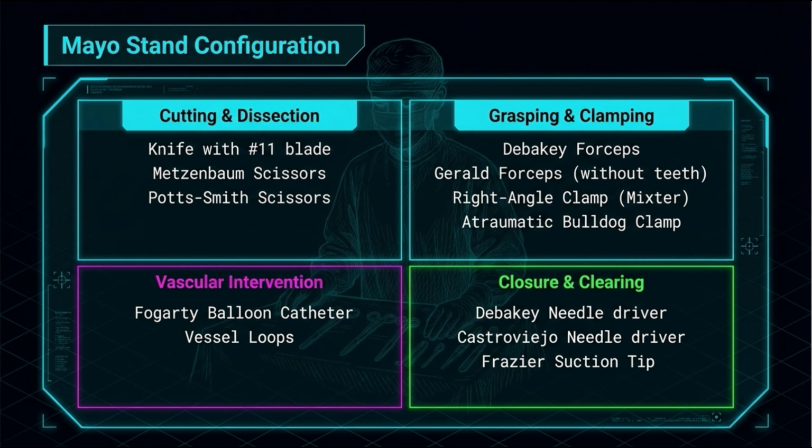Organization of the Mayo stand is essential for efficiency and safety. Instruments are grouped by function, including cutting, grasping, vascular intervention, and closure tools. Key items include a number 11 blade, pot scissors, DeBakey forceps, vascular clamps, and the Fogarty balloon catheter. Having these arranged in procedural order allows for smooth transitions. Anticipation starts with setup, and poor organization can delay critical steps.